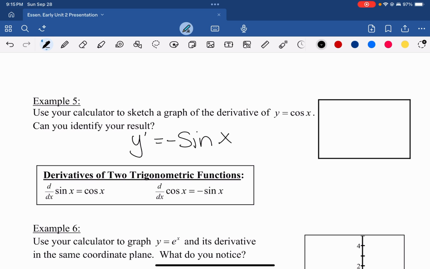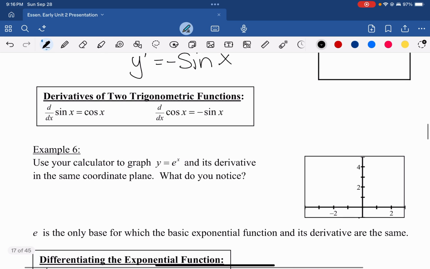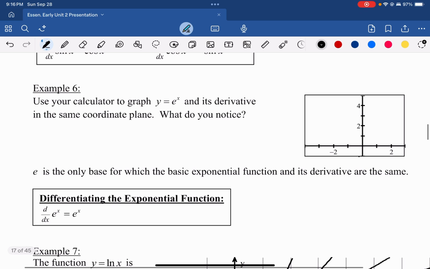I'm going to give you something to paste in for your cosine x and negative sine x in that spot. So the derivative of sine of x is cosine x, and the derivative of cosine x is negative sine x.